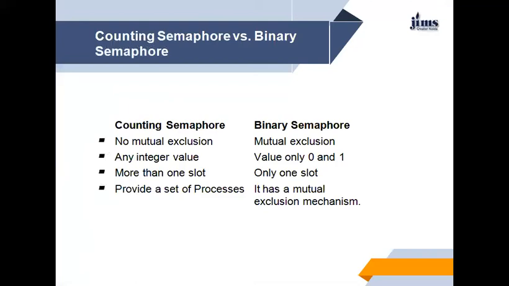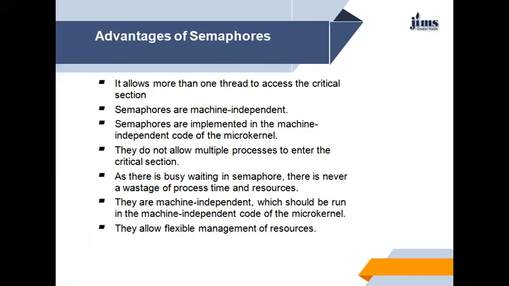Now we will talk about the advantages of semaphores. There are a lot of advantages of the semaphore. Let's see what they are. One, to access the critical section, semaphores are implemented in machine-independent code and do not allow multiple processes to enter the critical section. As there is no busy waiting in semaphores, there is never a wasted process. They are machine independent, so they can run on any machine. They allow flexible management of resources.